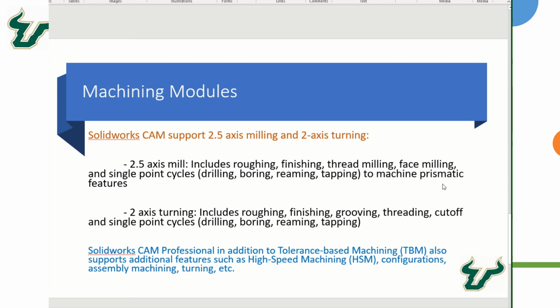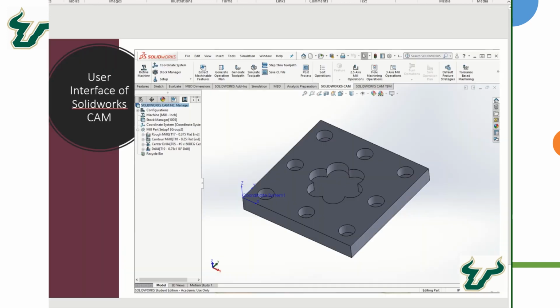boring, reaming, and tapping. Okay, so SolidWorks CAM Professional, in addition to the tolerance-based machining, which is called TBM, also supports some additional features such as high-speed machining, HSM as it is called, or configurations, or assembly machining, or turning, and all that. Okay, so now let's take a look at the user interface of SolidWorks CAM. And let's take a look at this user interface in our next video.